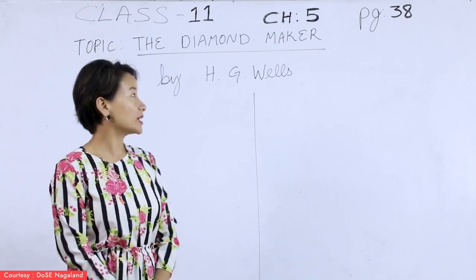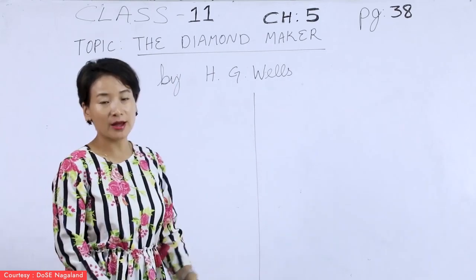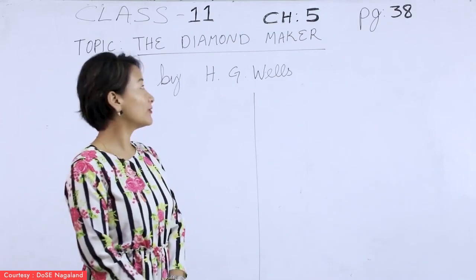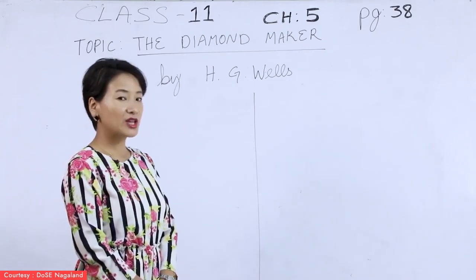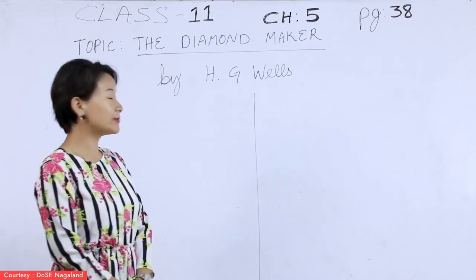Today, our topic is called The Diamond Maker by H.G. Wells. You will find it on page 38. It is chapter 5, page 38, The Diamond Maker.